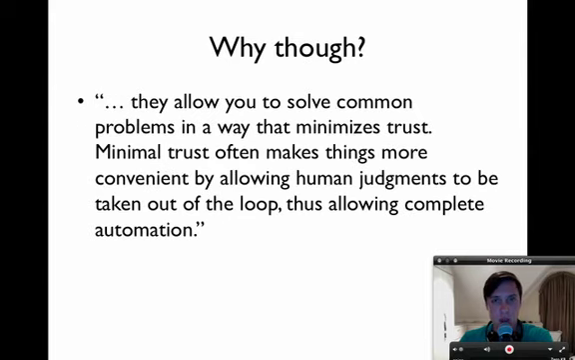It comes back to the initial point that I made in the beginning: why low trust protocols? Why make autonomous agents? The thing that happens at the end of the day is that if we can create low trust protocols in general, it allows common problems to be solved in a way that minimizes the overhead of trust. Minimal trust often makes things more convenient by allowing human judgments to be taken out of the loop, thus allowing complete automation.